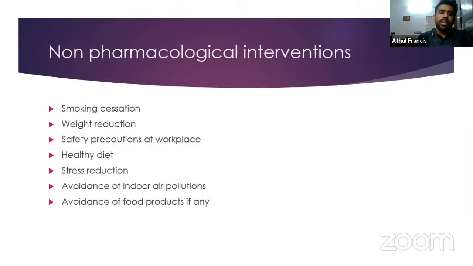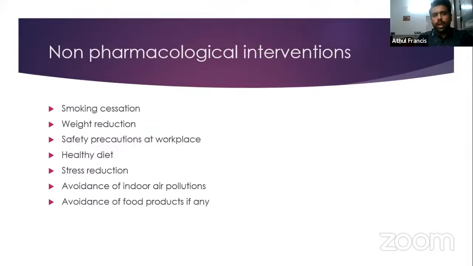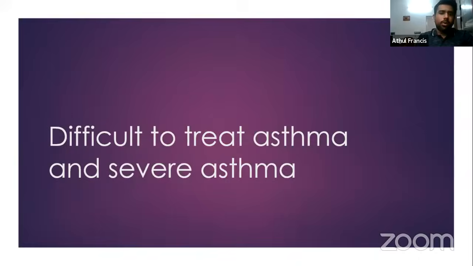Then non-pharmacological intervention: smoking cessation, weight reduction, safety precautions at workplace, healthy diet, stress reduction, avoidance of indoor air pollution, and avoidance of food products if you need. So that is the basic treatment of asthma. Now we go to step 5, which is known as difficult to treat asthma and severe asthma.